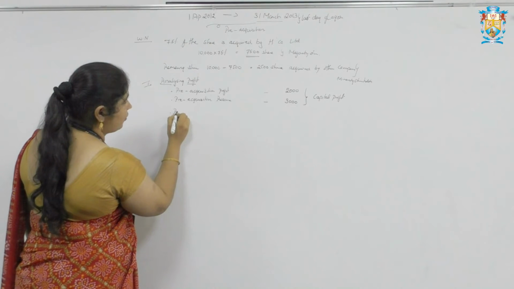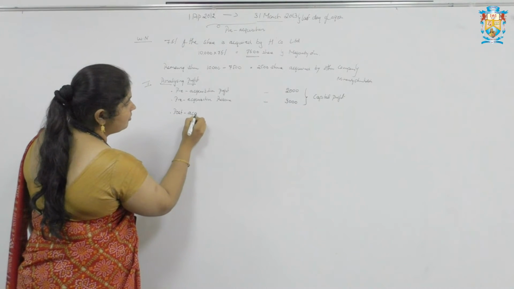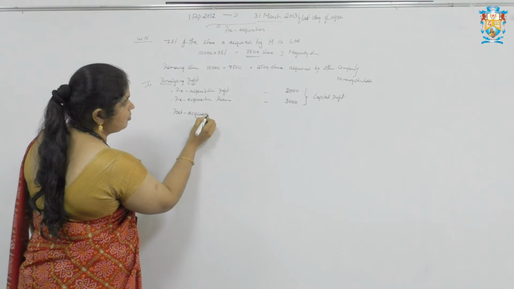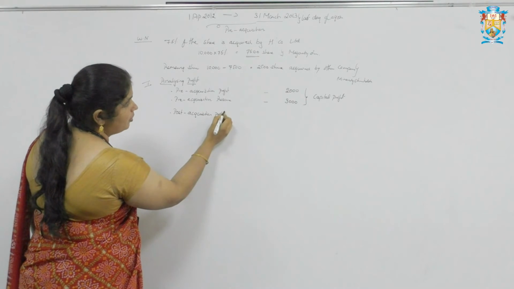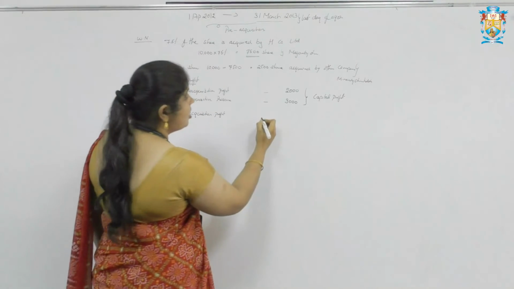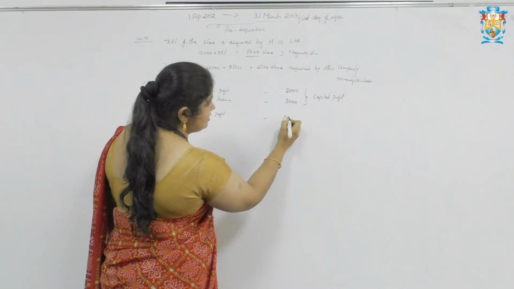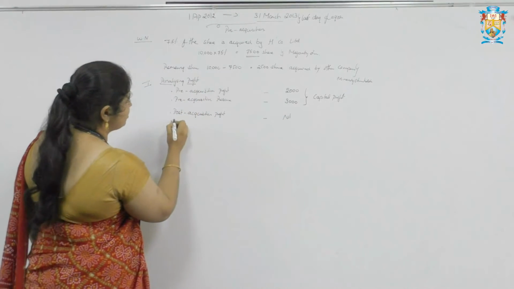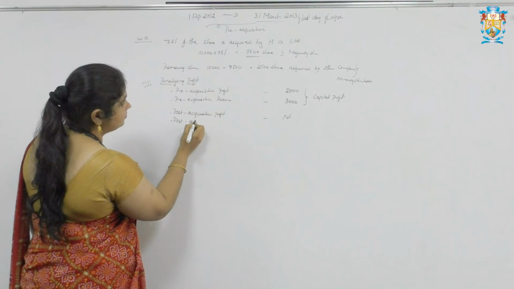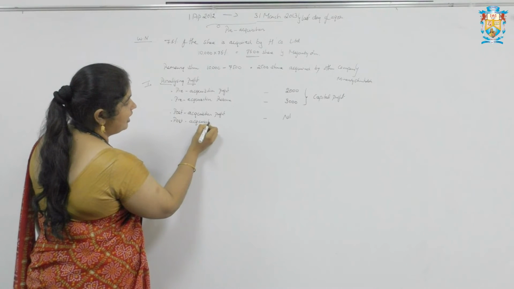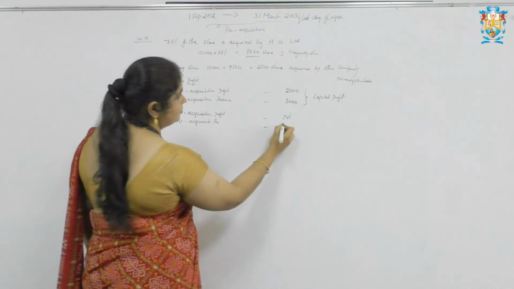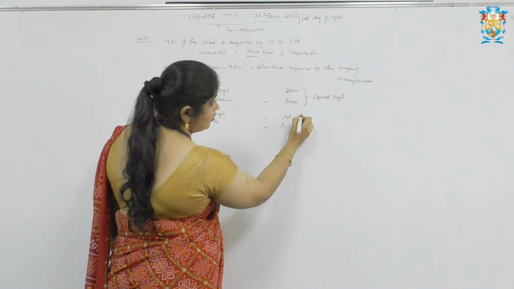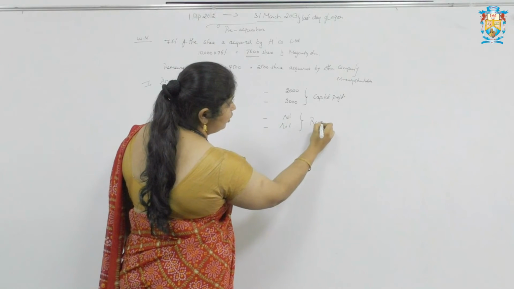Next, come to post-acquisition. In the given problem there is no post-acquisition profit, because the full period is considered as pre-acquisition. Post-acquisition profit is nil. Post-acquisition reserve is nil. The other name for post-acquisition is revenue profit.